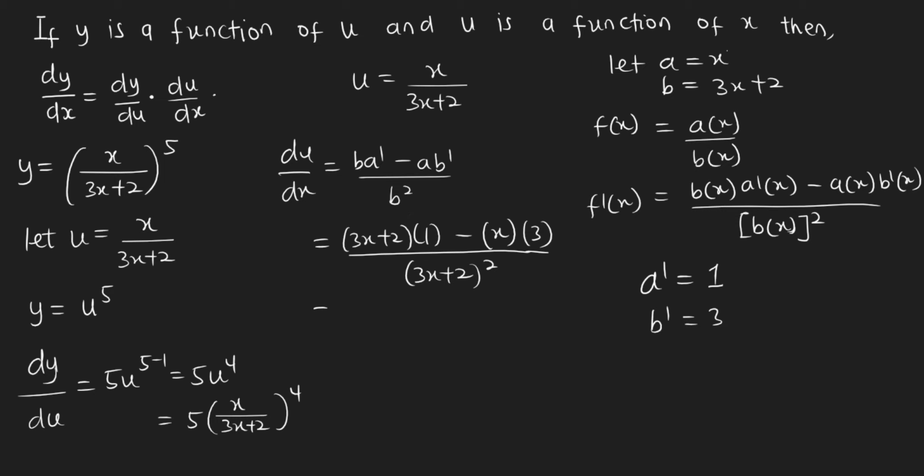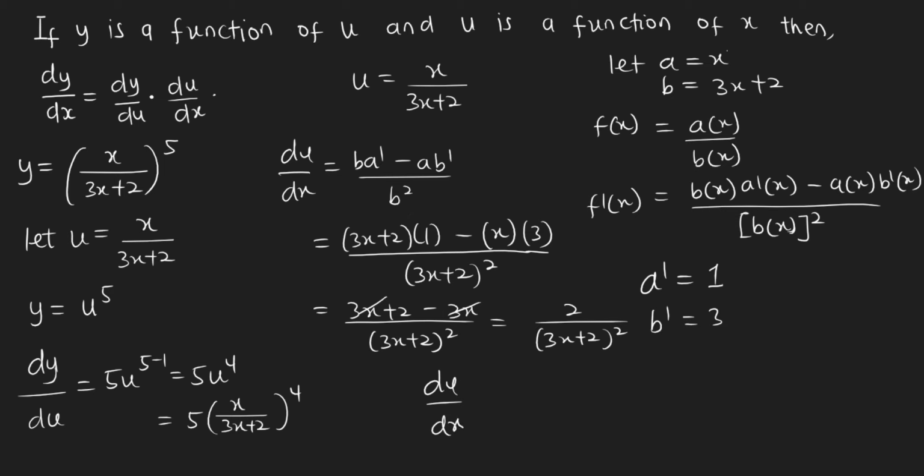Let's do some simplification. You're going to have 3x plus 2 minus 3x, divided by 3x plus 2 squared. This minus 3x will cancel out this 3x, and I'm going to have 2 divided by 3x plus 2 squared. So now let's do some substitution into the general formula. We now know dy/du, and we know du/dx to be equal to 2 divided by 3x plus 2 squared. Now let's go ahead and do the substitution.